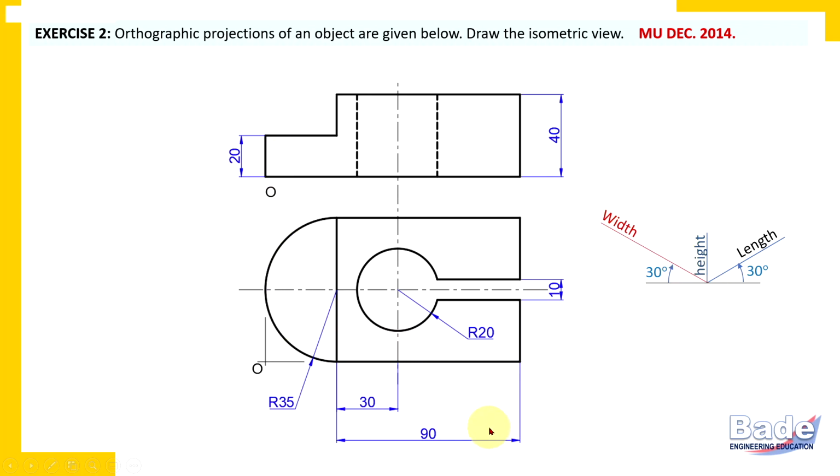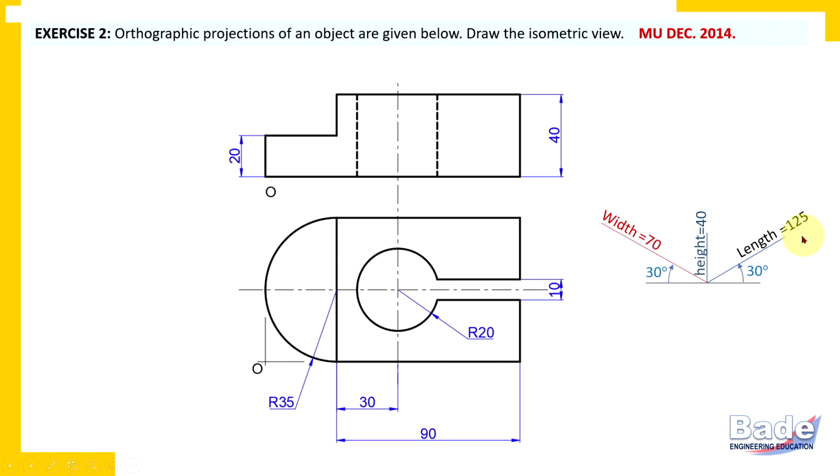Now let's check what the dimensions are. Length 90, but the extreme left edge is a curved edge. So we'll have to add its radius, because the 90 millimeter distance is up to the center of that curve. So 90 plus 35, length is 125. Height is 40, as the front view vertical dimension is height. And in the top view, the vertical dimension is width. So what is the overall width of the object? It is the diameter of this semicircular edge, and that is 70. So length 125, width 70 and height 40. These are the three dimensions.